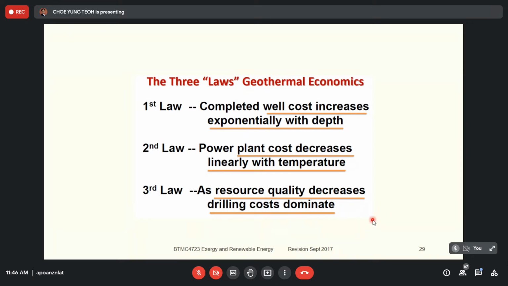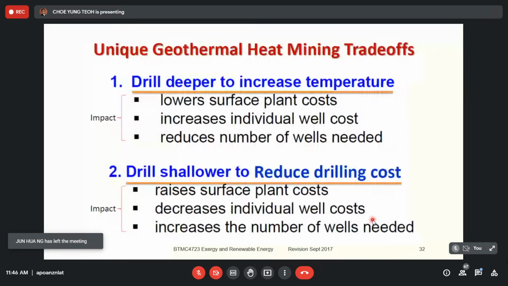But we also have a dilemma here. This is what we want to do: we want to comply with the first law, second law, and third law. But there is also a dilemma over here. Trade-off. I want to drill deeper to increase the temperature, as our power plant cost decreases linearly with the temperature. But when I drill deeper, I increase the well cost exponentially. So you always have to find the balance point and the optimum value. Drilling deeper is a good thing, but you increase the cost, which is a bad thing.